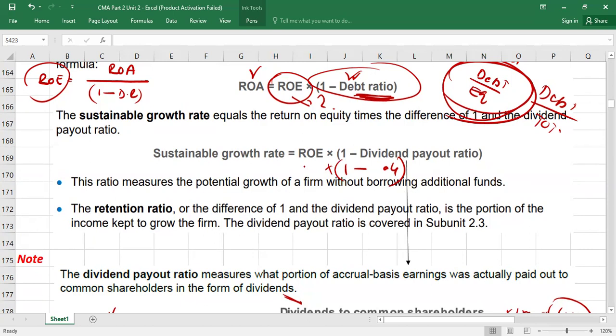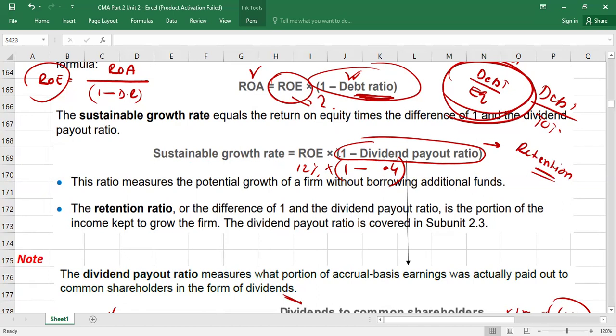Okay. For example, return on equity is 12%. Now let me explain the formula. See, this 1 minus dividend payout ratio, if you solve this, actually it gives you the retention percentage. Like how much you are retaining. Like whatever profit, for example, you are earning.